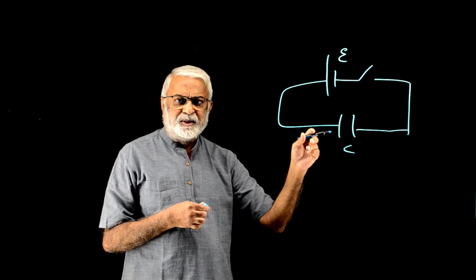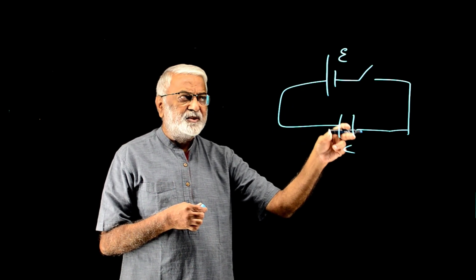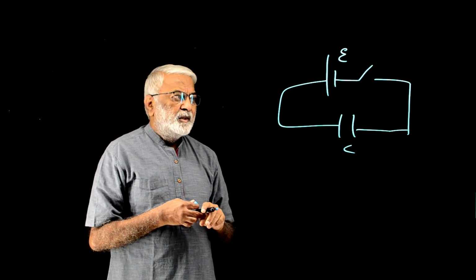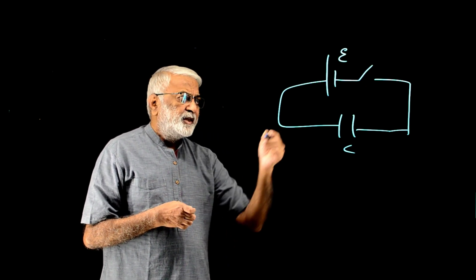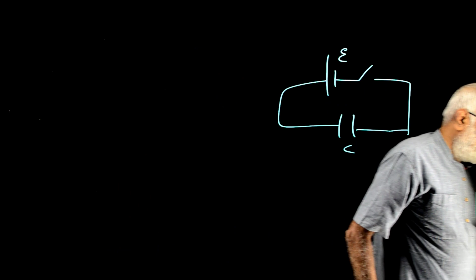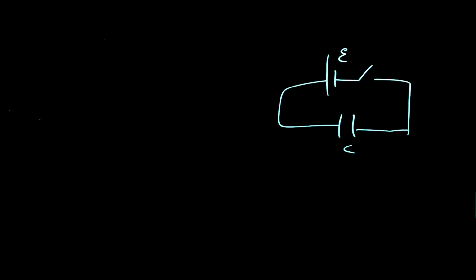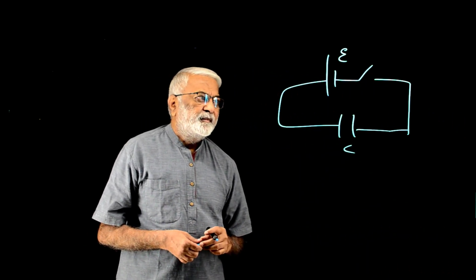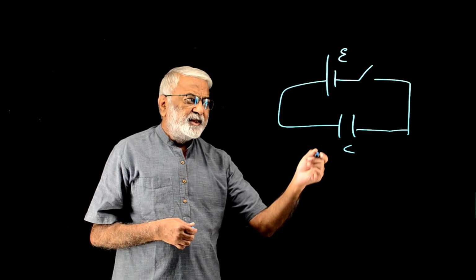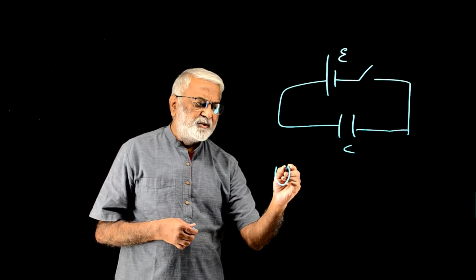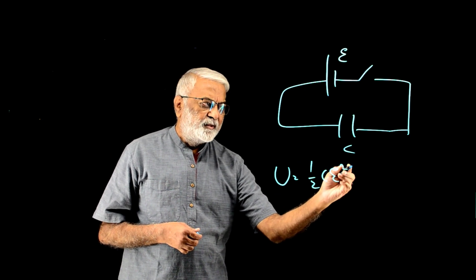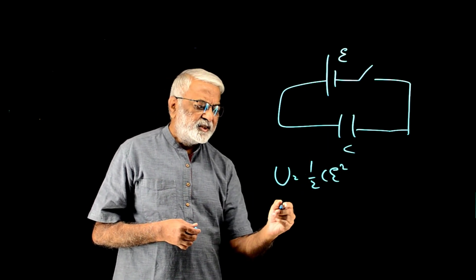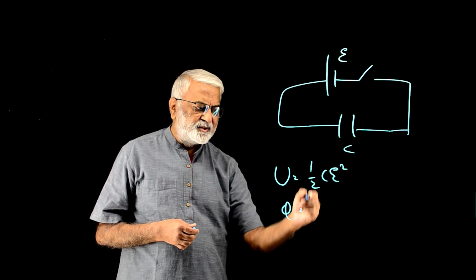And when will the charging stop? When the potential difference across the capacitor is equal to the EMF of the cell. Now when that happens, the energy stored by the capacitor, electrostatic potential, will be half CV squared. Potential difference is E, right? And the charge will be, with potential difference E and capacitance C, CE.